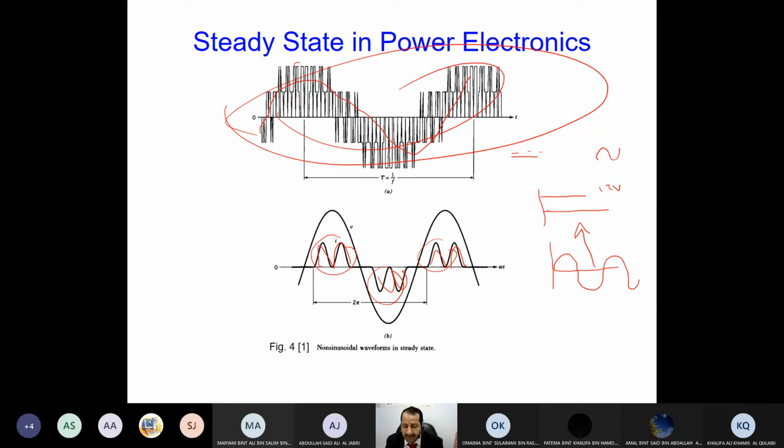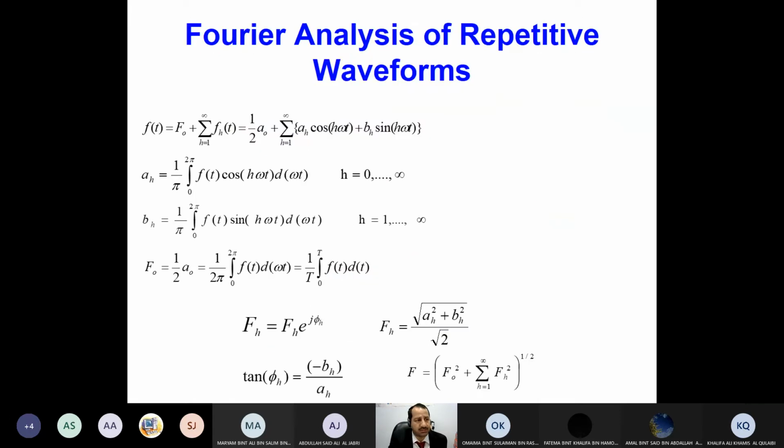Then they will affect both the supply and the load. We need to take care of them. It's not enough to design a circuit which produces the signal but is highly distorted. We need to consider this. Okay, how do we deal with these waveforms?